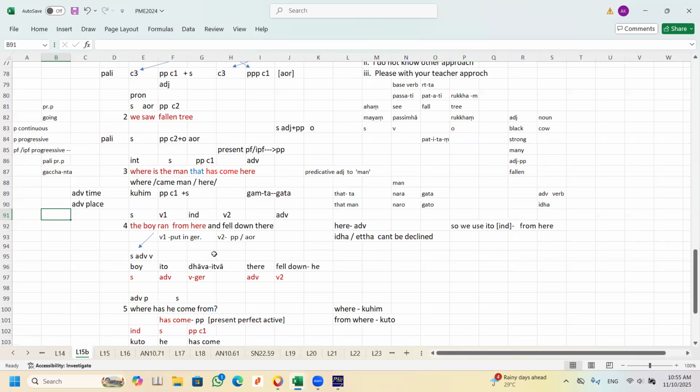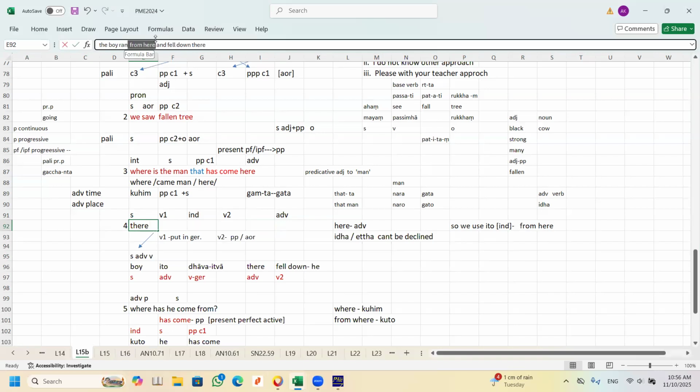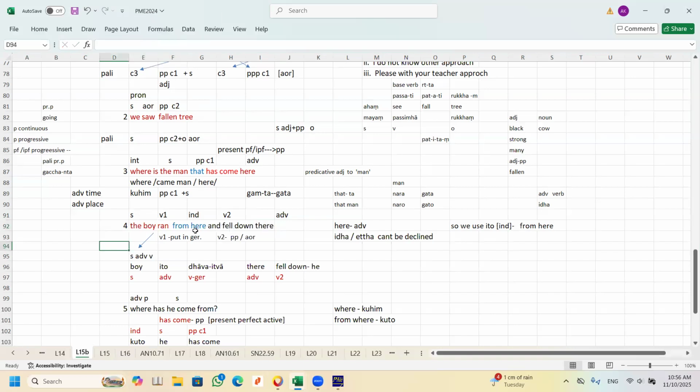Now, we are here already, right? Okay, can you see this? For instance, even this is easy. The boy, that means this is going to be the subject. This is going to be the verb. As I told you, in Pali there is no verb from here. This is one by itself.